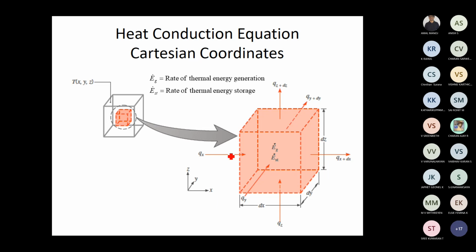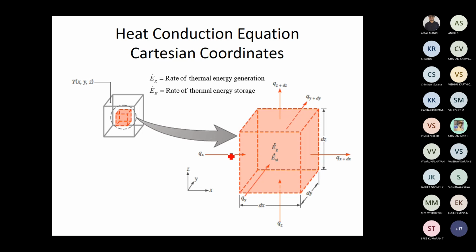So this is the cuboidal element that has been chosen in a solid, and we have evaluated the energy balance. In this case, the energy balance means the heat balance. So all the heat going in has been accounted for in all the three directions. All the heat leaving in the three directions is accounted for, and when you subtract the heat leaving the element from the heat entering the element, you will get the net amount of heat entering the element. So that is one term, the net heat entering. And sometimes we will have situations where there is heat generation also. So that heat generation has been accounted for.